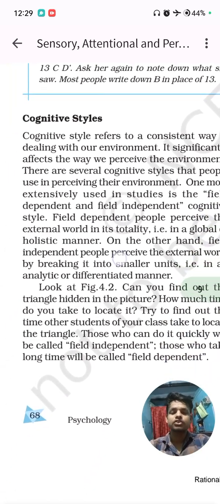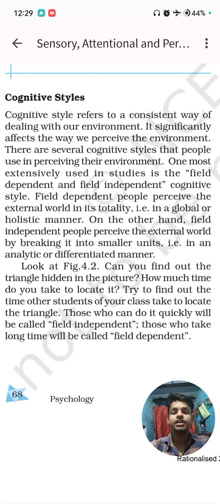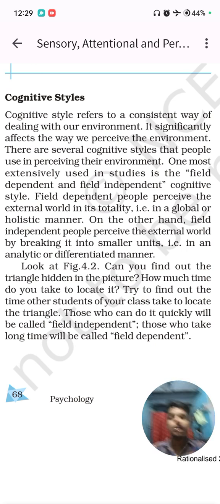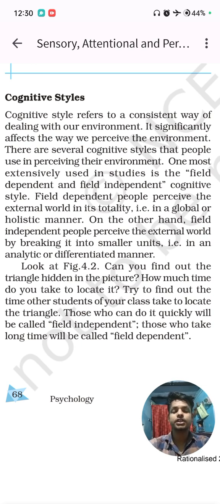Cognition styles. Cognition style refers to a consistent way of dealing with our environment. It significantly affects the way we perceive the environment. There are several cognition styles that people use in perceiving their environment. One most extensively used in studies is the field dependent and field independent cognitive style.